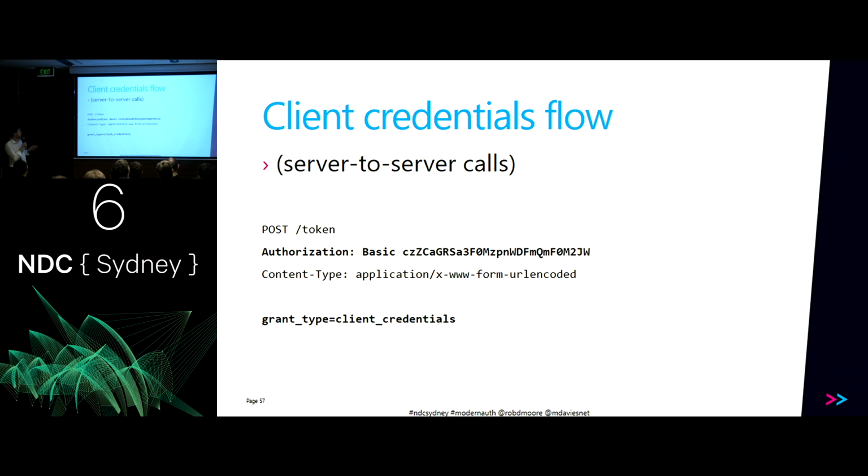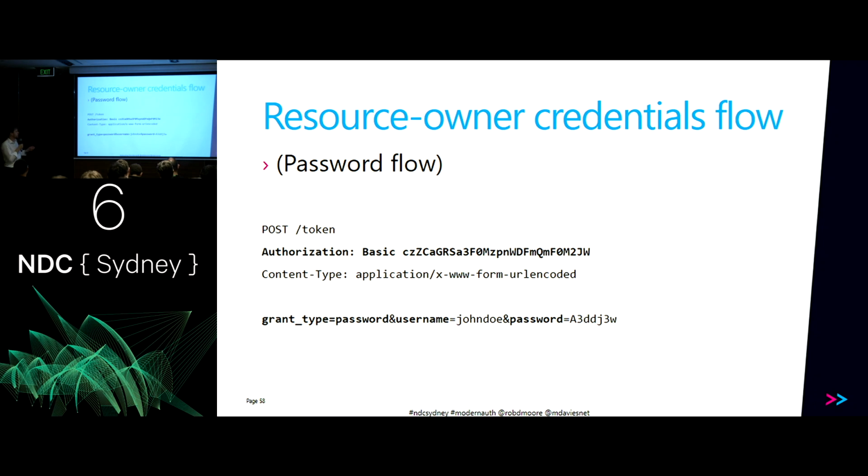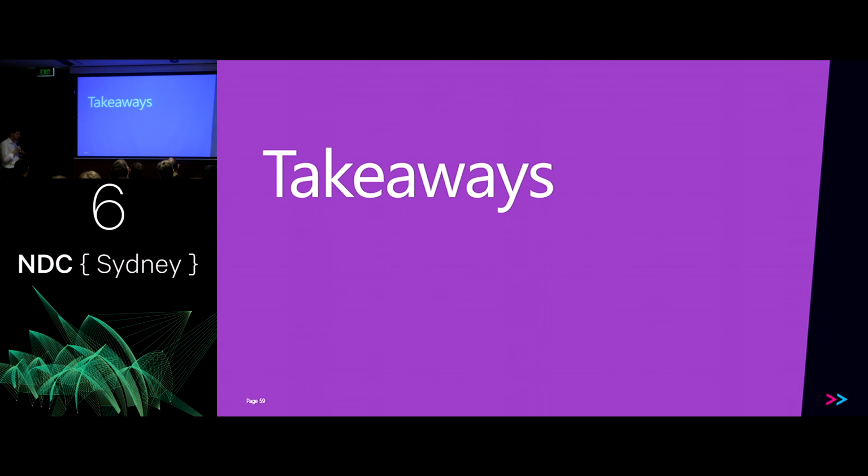This is an example of what the client credentials flow looks like from a HTTP point of view. Very similar to the other two examples we showed, and really basic. You just pass grant type of client_credentials. And then for the resource owner credentials flow, very similar, grant type of password, and then you pass in the username and the password.